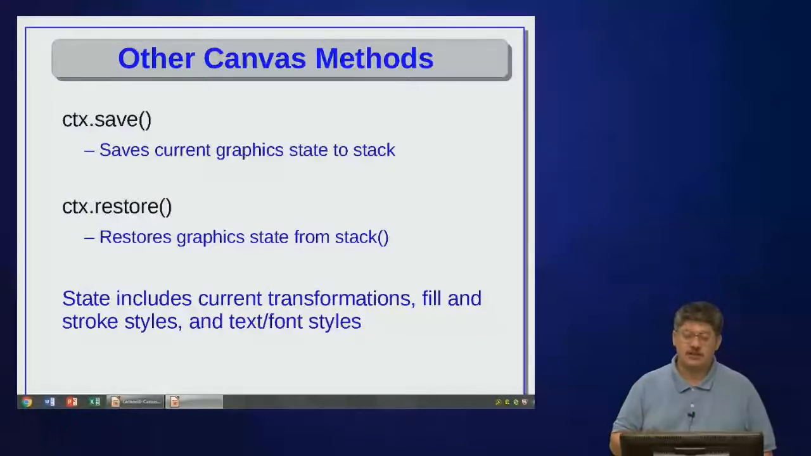Well, the graphic state includes the color of the stroke and the fill. It includes the current line width. It includes the current font and text styles. But it also includes the current transformation matrix.